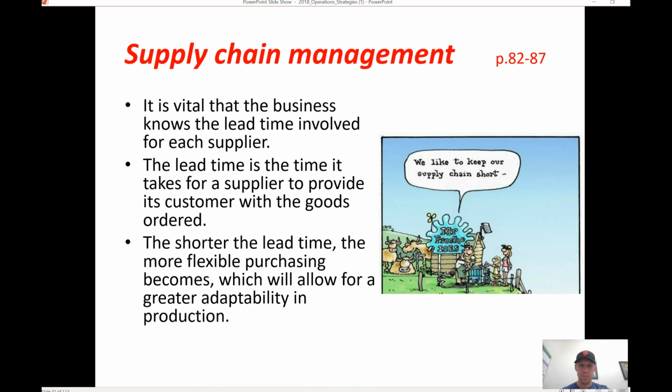The shorter the lead time, the more flexible the purchasing becomes, because it allows them to be able to adapt in production. So, hang on, we need 1,000 kilos of sugar tomorrow. This sugar supplier can provide it in a day. So that gives us a lot more flexibility in our manufacturing process.